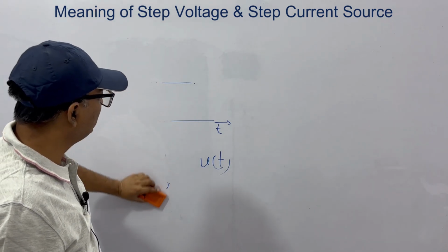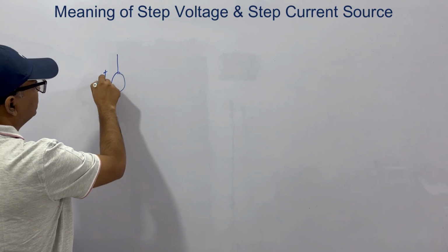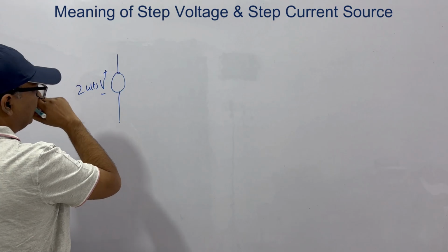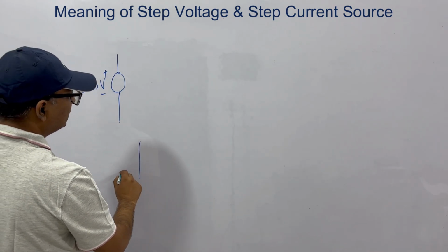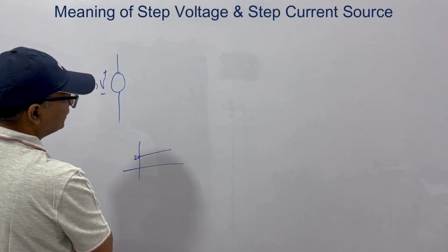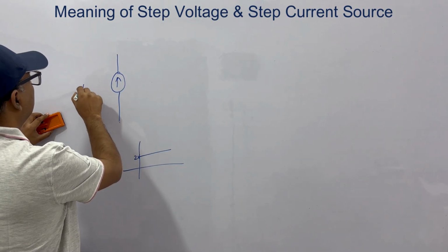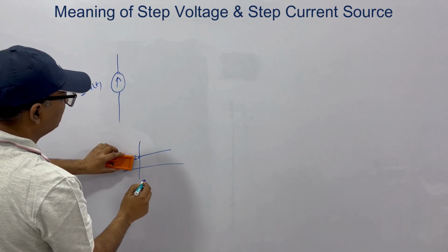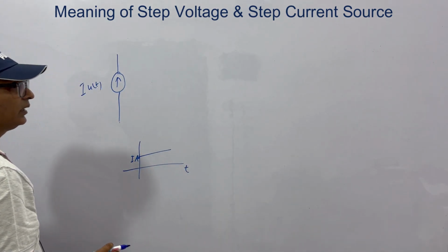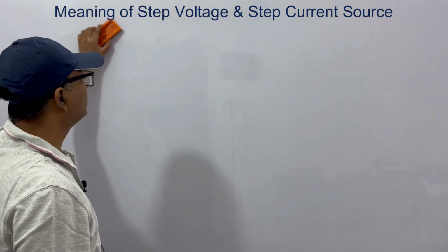So what is the meaning of this? When we write, let's say, plus minus 2u(t) volts, this means the voltage source is equal to 2 volts for t greater than 0. Simple. Or in place of a voltage source, if we have a current source, say I u(t), this means it has a value equal to I amperes for t greater than 0. So this is a step input current source, and that is a step input voltage source.